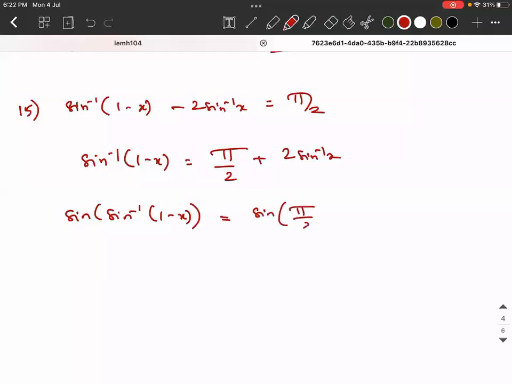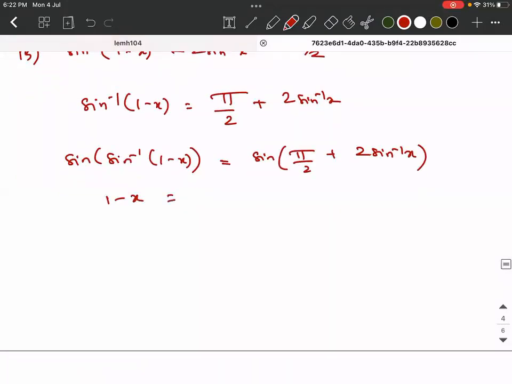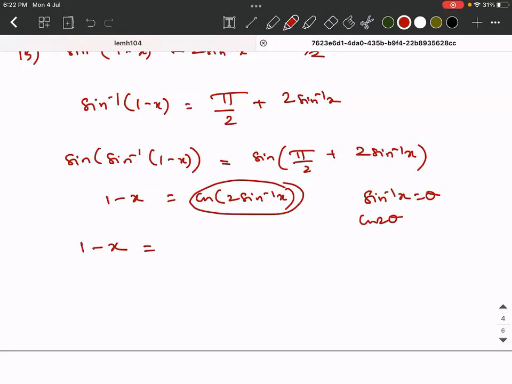Sine of sine inverse of 1 minus x is equal to sine of pi by 2 plus 2 sine inverse x. So sine of sine inverse of 1 minus x is 1 minus x. Sine of pi by 2 plus 2 sine inverse x is cos of 2 sine inverse x. So 1 minus x, if I take sine inverse x as theta, for example, is this not of the form cos 2 theta? Right. So cos 2 theta, now how will you write it in terms of sine? Cos 2 theta is 1 minus 2 sine square theta.